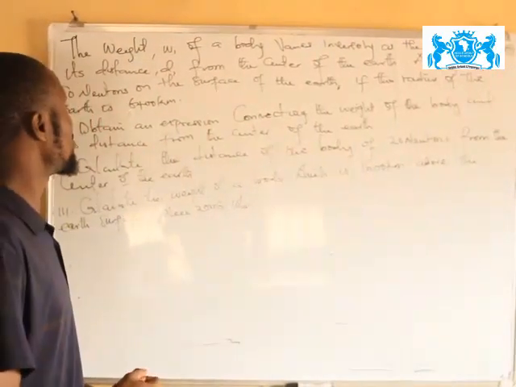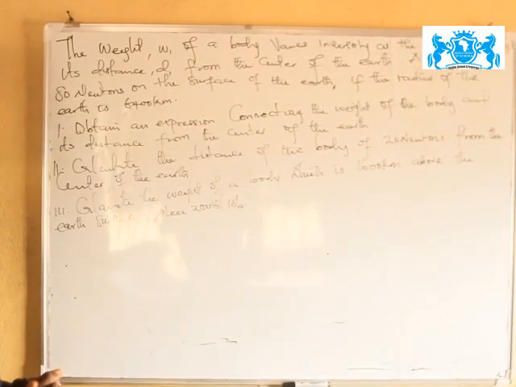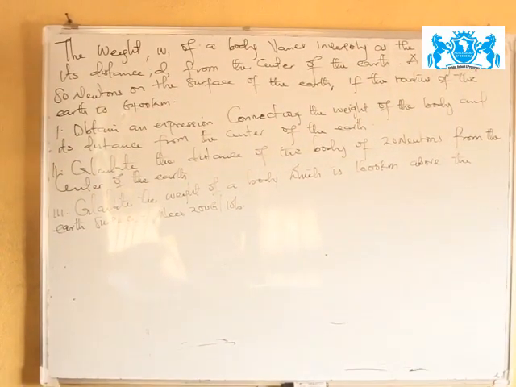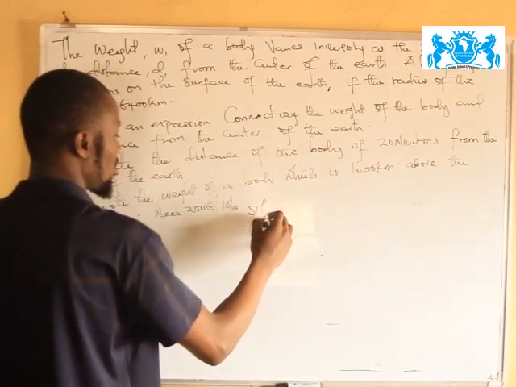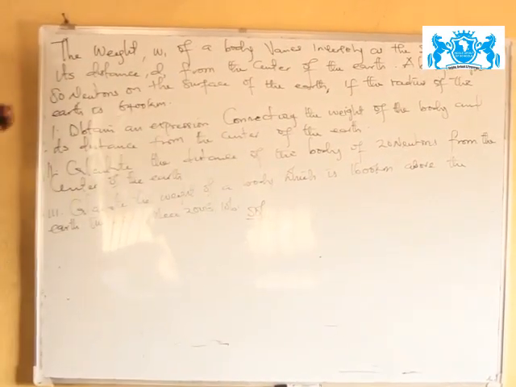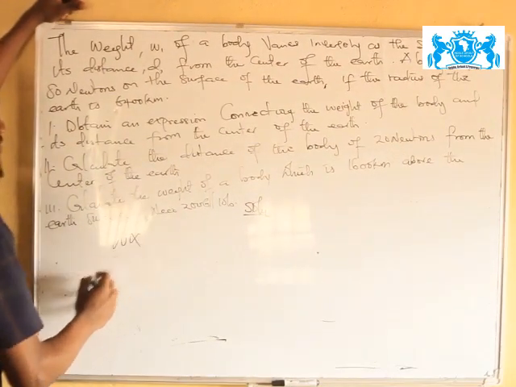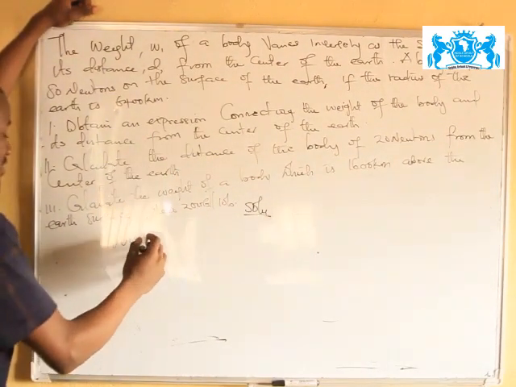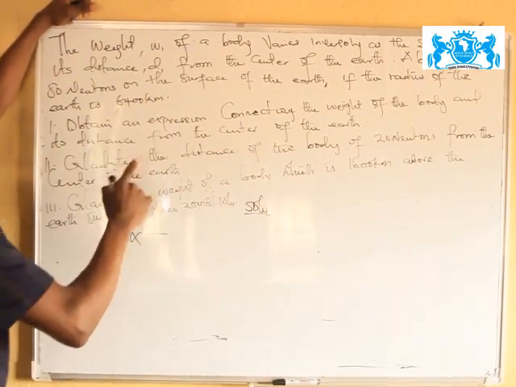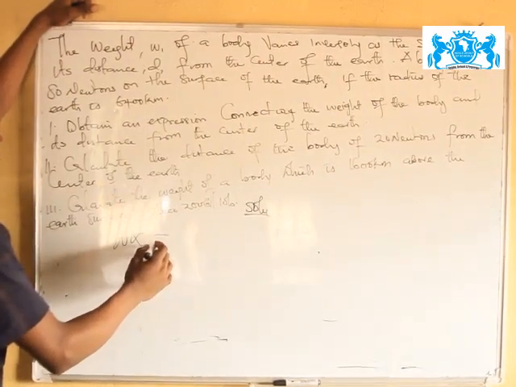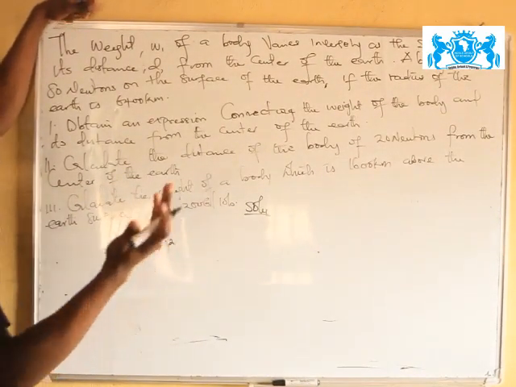Now, in this question, we are going to still be looking at variation, and this one is under inverse variation. The question says the weight of a body varies inversely, that is the weight of the body W varies inversely as the square of the distance. Varies inversely. Inversely is 1 over the square of the distance, let's say d squared, not square root.